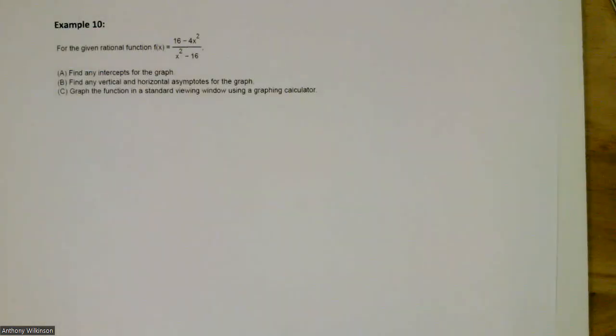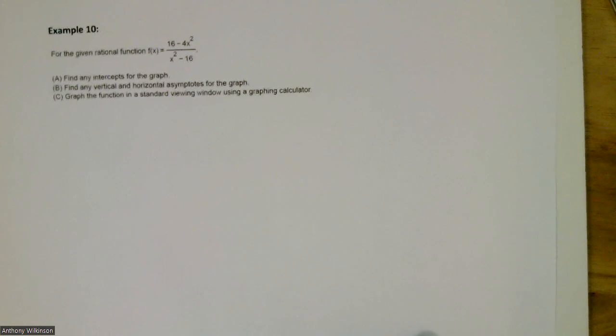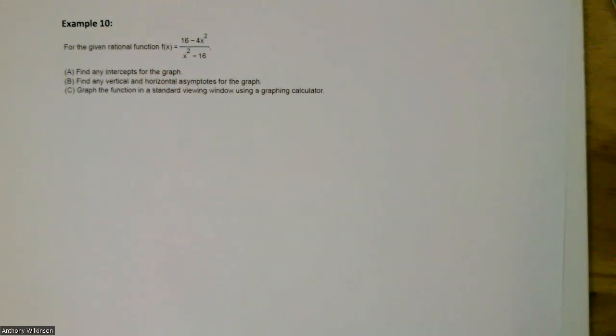Okay, last example in this video. For the given rational function, f of x is equal to 16 minus 4x squared divided by x squared minus 16. First of all, you want to find any intercepts for the graph, both the x and the y-intercept, find any vertical and horizontal asymptotes for the graph, and then graph the function in a standard window using a graphing calculator.